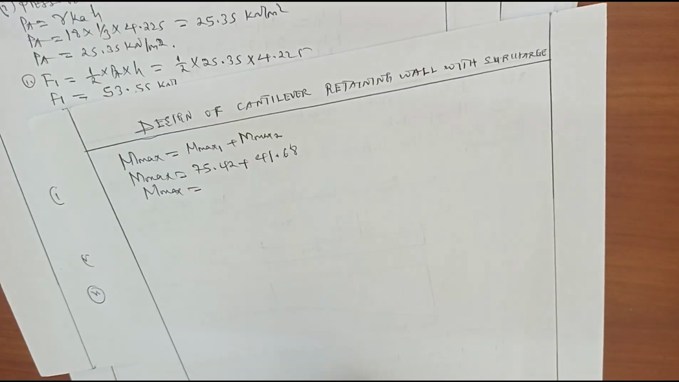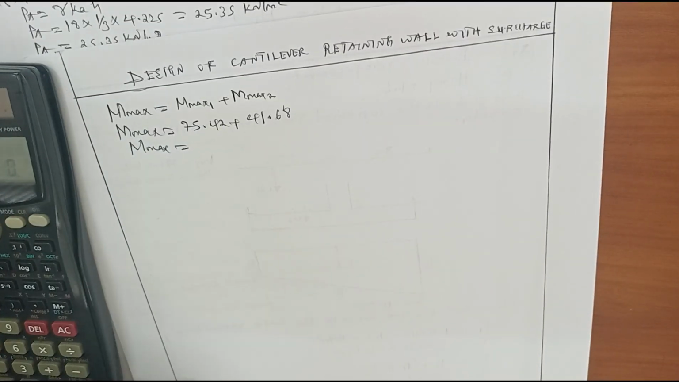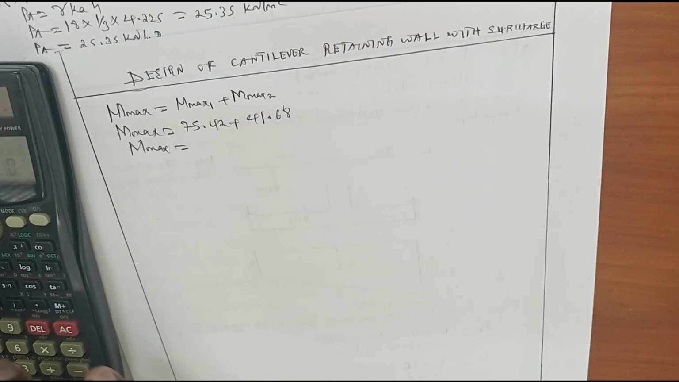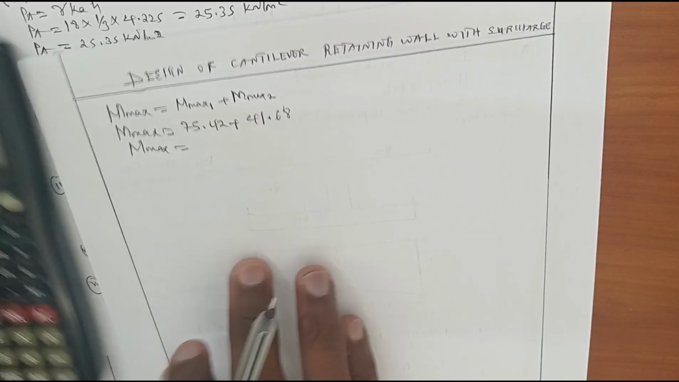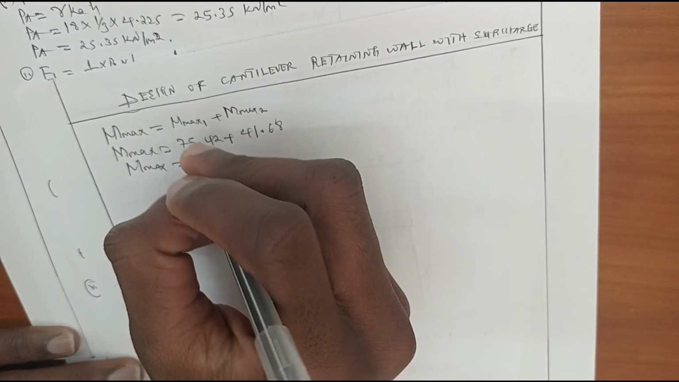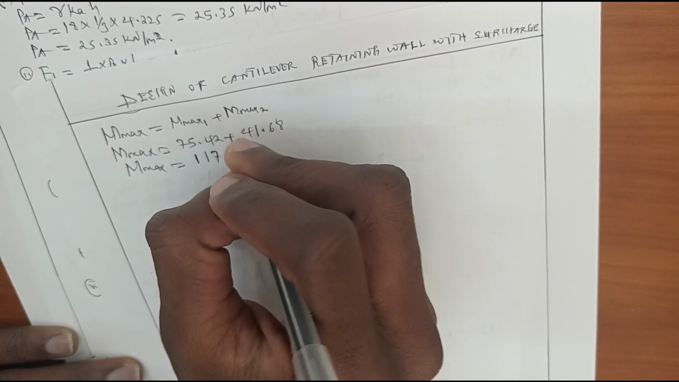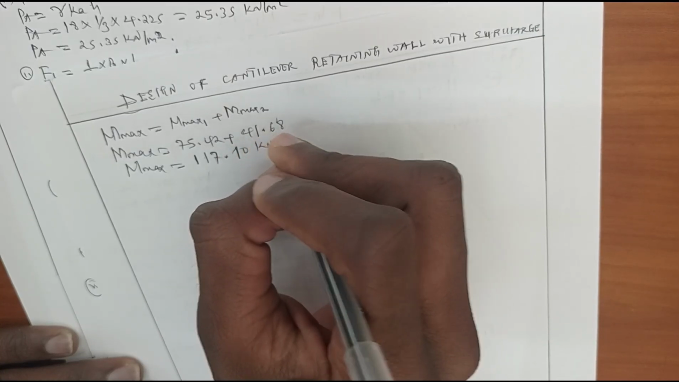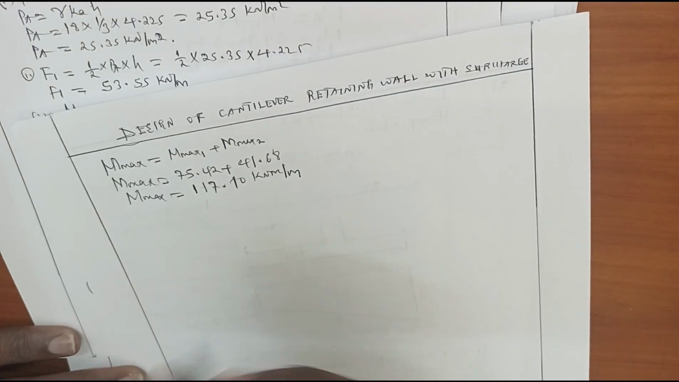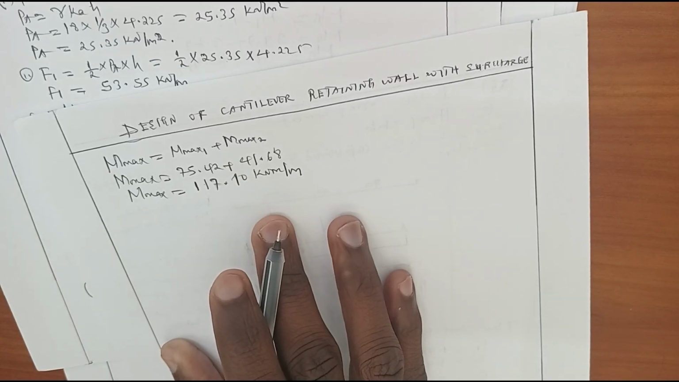When we add 75.42 plus 41.68, it will be equal to 117.10 kilonewton meter per meter. This is the maximum moment that we are required to determine for the stem wall.